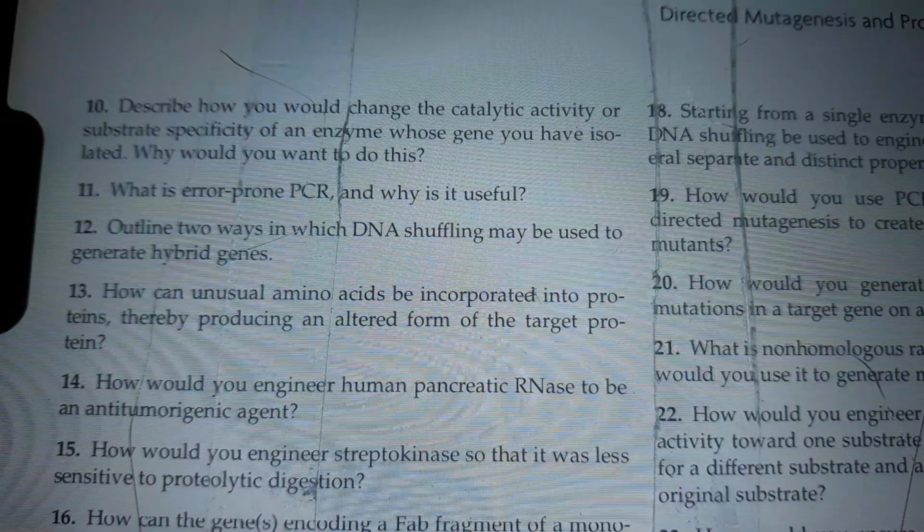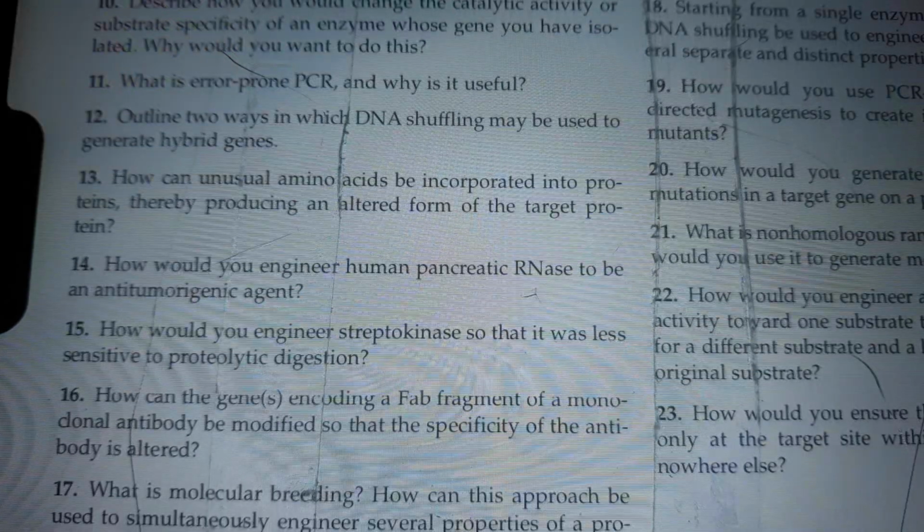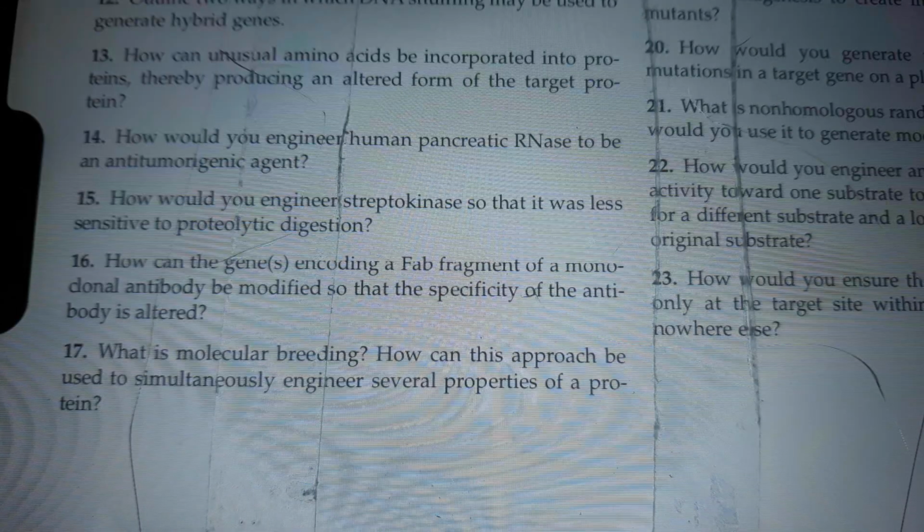Number 10, describe how you would change the catalytic activity or substrate specificity of an enzyme whose gene you have isolated. Why would you want to do this? What is error-prone PCR and why is it useful? Next, outline 2 ways in which DNA shuffling may be used to generate hybrid genes. How can unusual amino acids be incorporated into proteins, thereby producing an altered form of the target protein? How would you engineer human pancreatic RNase to be an anti-tumorigenic agent? How would you engineer streptokinase so that it was less sensitive to proteolytic digestion?